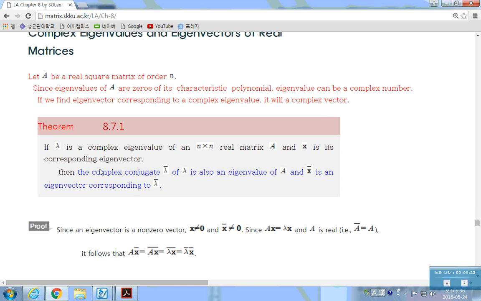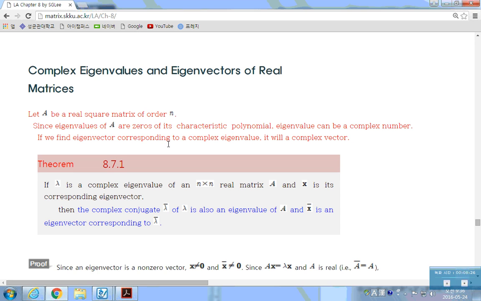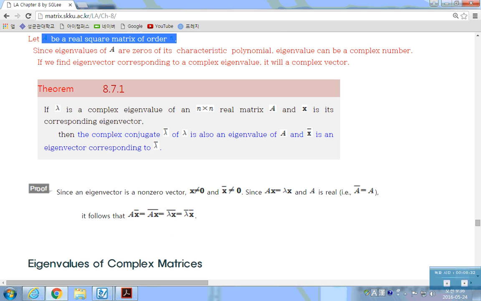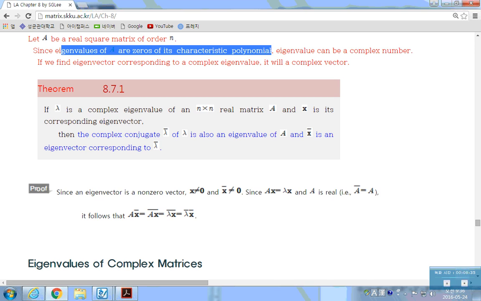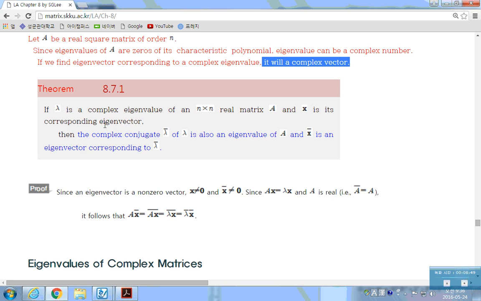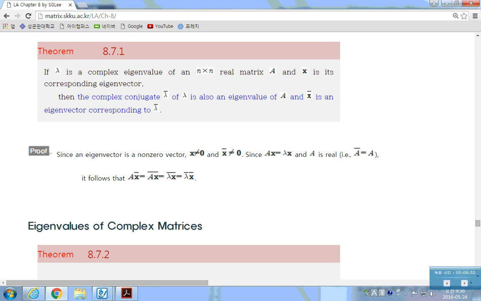Okay, next. Complex eigenvalues and eigenvectors of a real matrix. Let A be a real square matrix of order n. This is a real matrix now. And the eigenvalues of A are zeros of the characteristic polynomial. Eigenvalues can be complex numbers, even for a real matrix. And if we find the eigenvector corresponding to the complex eigenvalue, it will be a complex vector. Okay. Here is the first theorem. If lambda is a complex eigenvalue of an n by n real matrix, and x is the corresponding eigenvector, then the complex conjugate of lambda is also an eigenvalue of A.